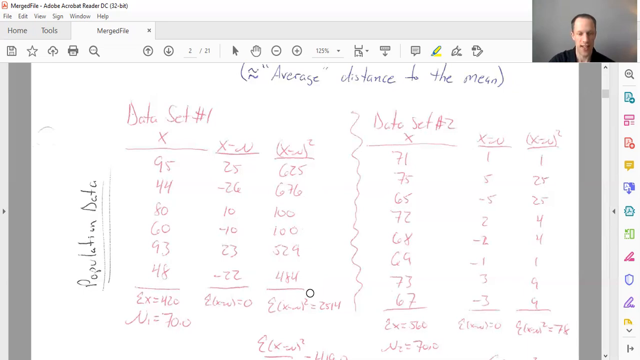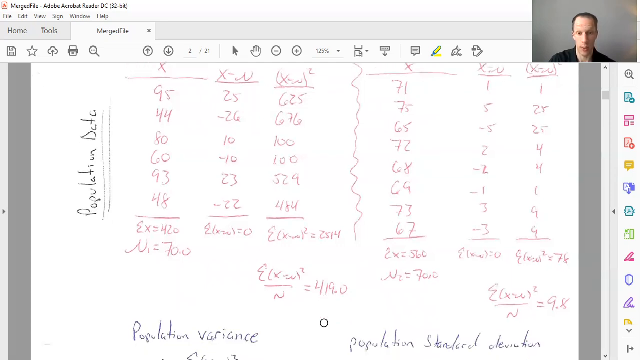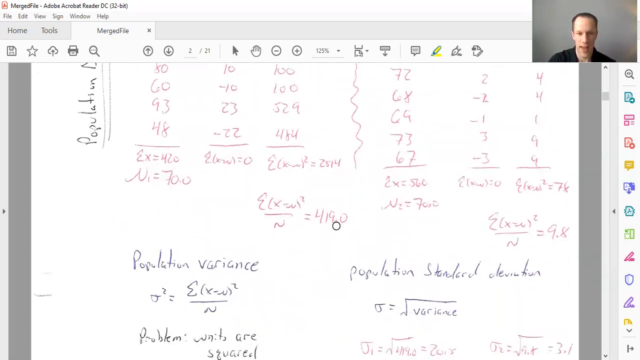Now you can try to average these numbers out, so you can add them all up. That's 2,514. Divide by the number of numbers in the list, which is 6, and you would get 419. Now, the problem with that result is that the units are squared. So it's not really an average distance to the mean. That's more like an average distance squared to the mean. If we want to get back to an average distance to the mean, we would need to take the square root of that. Well, that number, the 419, is what we would call the variance.